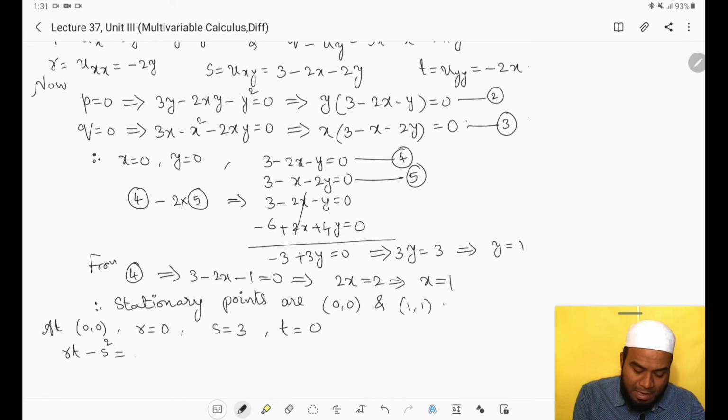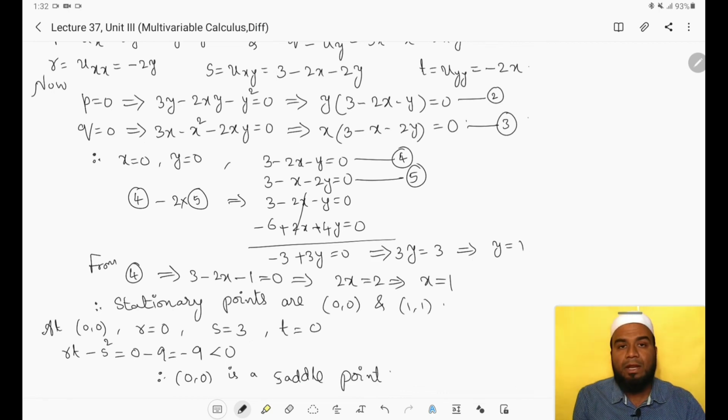So what will happen? rt is 0, minus s square, which is 3 square, is 9, so it is minus 9, less than 0, right? rt minus s square is less than 0. If rt minus s square is less than 0, then what can we say? Therefore, the point (0, 0) is a saddle point, right? That is, no minima or maxima will be obtained at the point (0, 0).